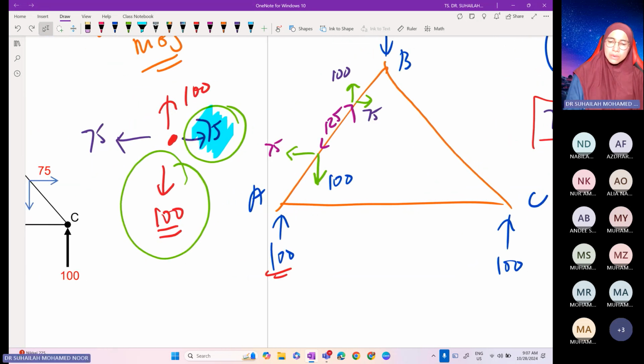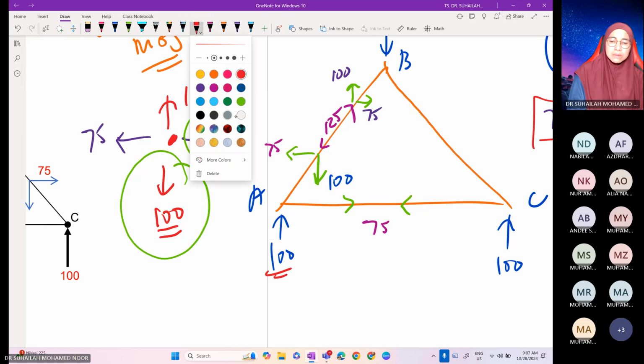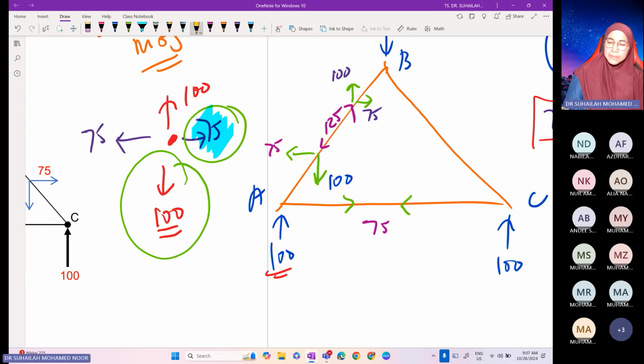Okay, so dekat A dia ada 75 ke kanan, ke kiri, 75 ke kanan. So this is 75. Maksudnya dekat A ni, sekejap, tukar colour pen sekejap. Okay, so now kita masih lagi dekat A. So dekat A ni dia semua ni. Itu A. So dekat A, yang ni A.